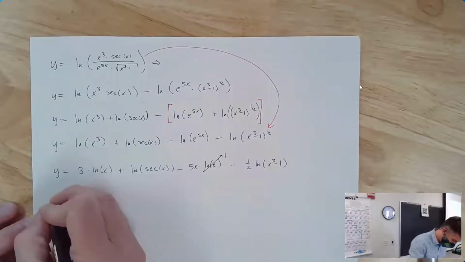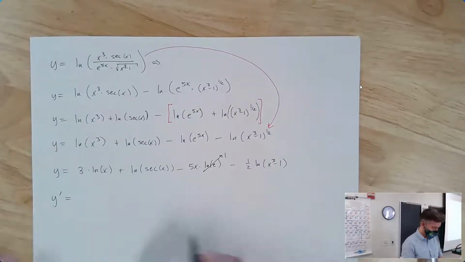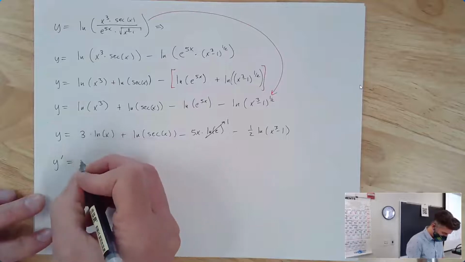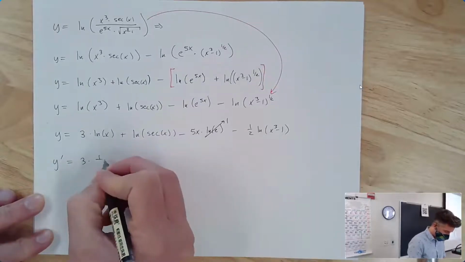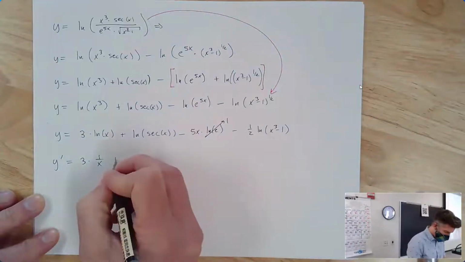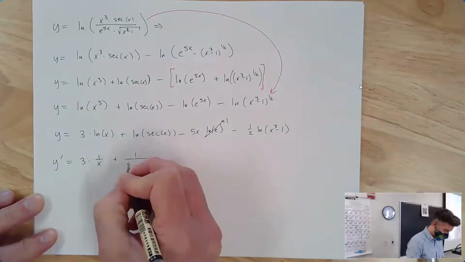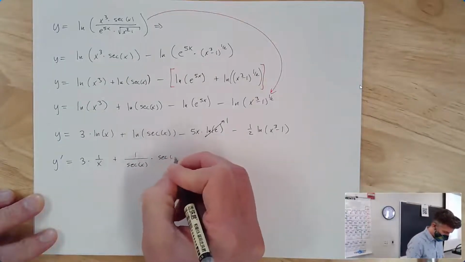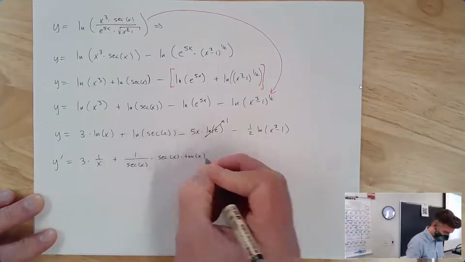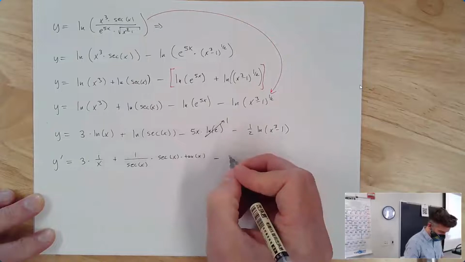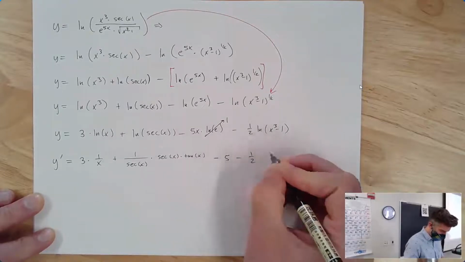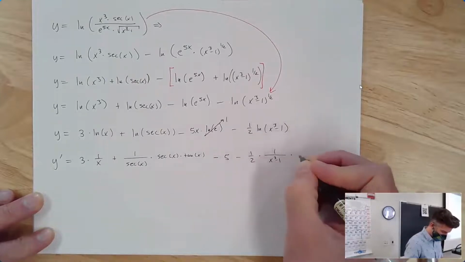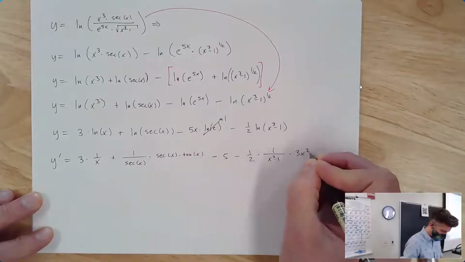Now, finally, we're going to differentiate. So we don't want to write the derivative until we're actually taking the derivative. So 3 hangs out, and the derivative of the natural log of x is 1 over x. The derivative of the natural log of some stuff is 1 over the stuff times the derivative of the stuff. And the derivative of secant of x is secant of x times tangent of x. Minus the derivative of 5x is just 5. Minus 1/2 times the derivative of the natural log of x cubed minus 1 is 1 over x cubed minus 1 times the derivative of x cubed minus 1, which is 3x squared.